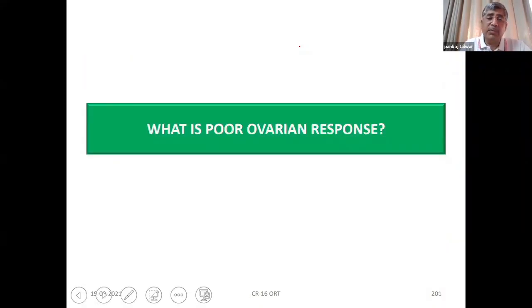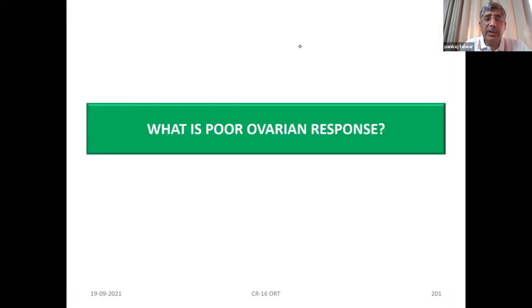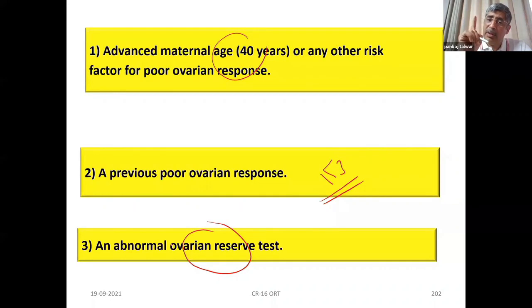Then what is poor ovarian response? Poor ovarian response means that when we do the woman's pickup after stimulation, she has got a poor outcome. When the number of oocytes retrieved from her is less than 3, we say that she has got a poor ovarian response. Advanced maternal age is one of the important factors. A previous poor ovarian response can be a factor, and an abnormal ovarian test will tell us that she is going to give a poor response.